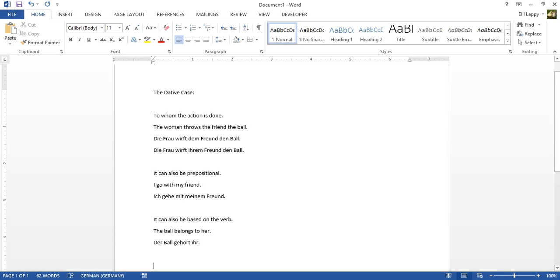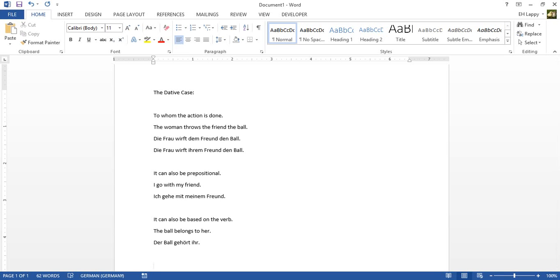So to go back, the woman throws the friend the ball. Die Frau wirft dem Freund den Ball. Die Frau wirft ihrem Freund den Ball. And both dem and ihrem are the dative articles to der Freund, because the direct object is the ball. The indirect object, to whom it's being thrown, is actually the friend. So that's the first case.